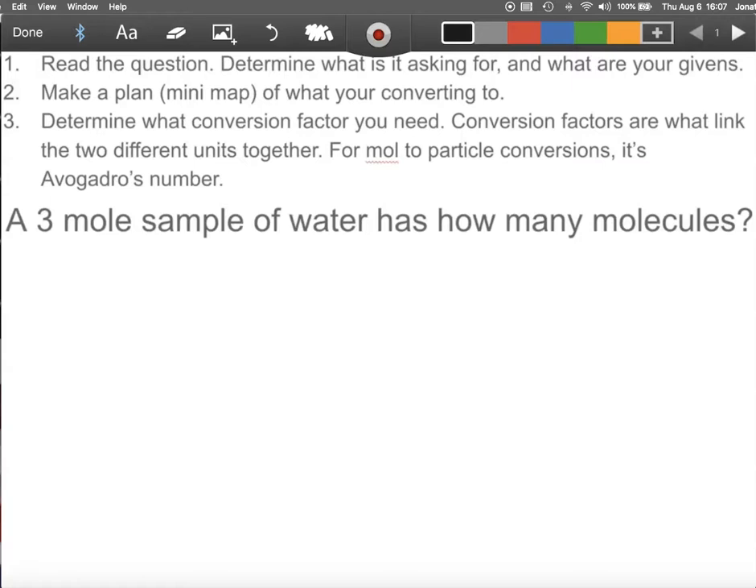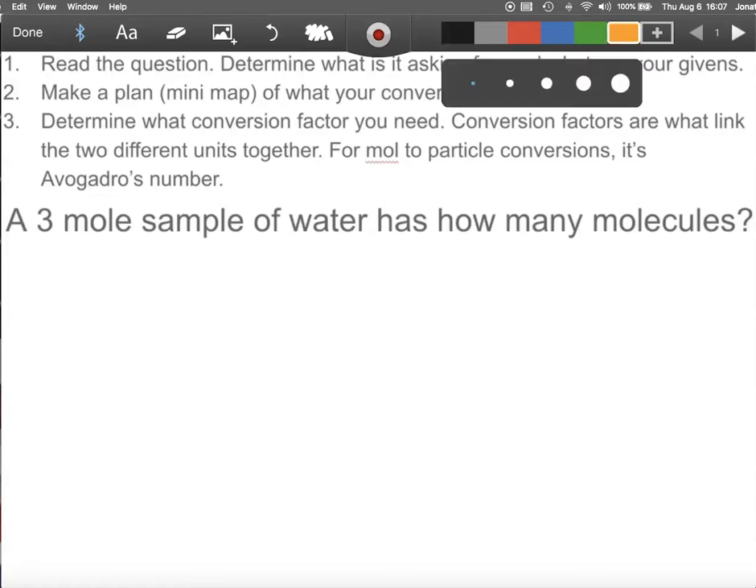We're going to approach solving this the same way we did with the other two problems. We need to first determine what is the question asking us to find, what did the question give us to begin with. We need to make a mole map or a map or plan of how we're going to do the conversion, and then we need to carry out the conversion with the appropriate conversion factor.